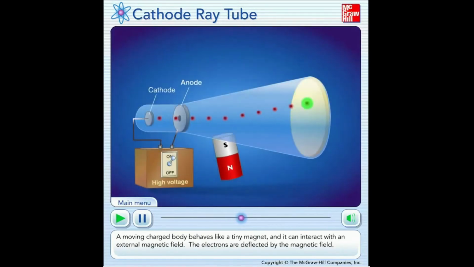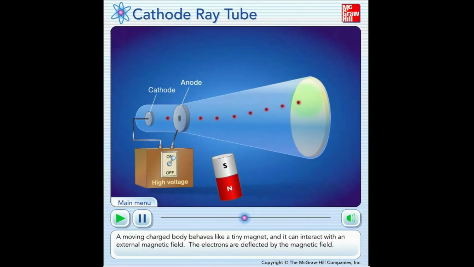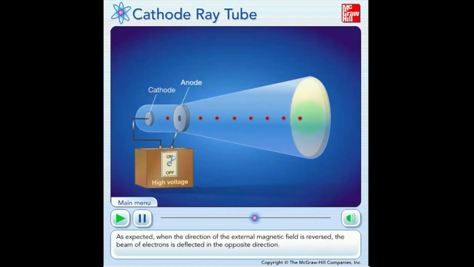A moving charged body behaves like a tiny magnet, and it can interact with an external magnetic field. The electrons are deflected by the magnetic field. As expected, when the direction of the external magnetic field is reversed, the beam of electrons is deflected in the opposite direction.